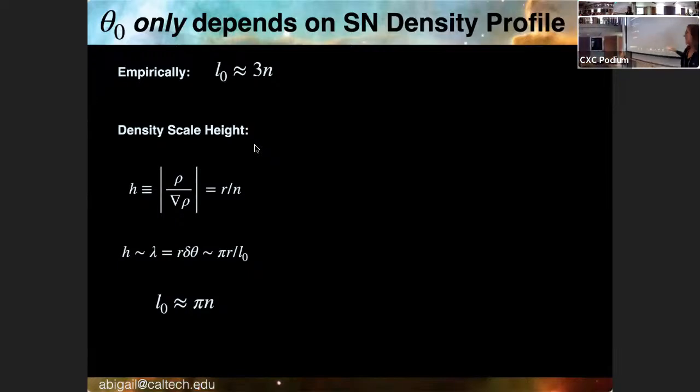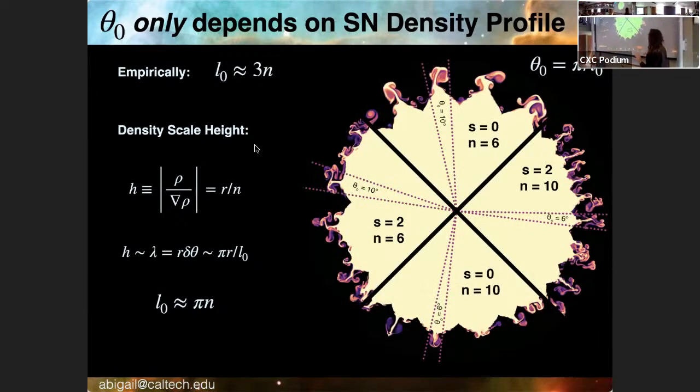Very cool. And this is consistent with Don Warren's results too, if you calculate what the scale height is for an exponential profile expanding over time. So what does this mean? If we go back, these are a couple of our simulations plotted on the same circle so you can see them. This dominant angular mode, L naught or theta naught, traces out the characteristic scale of the turbulent ejecta. It's roughly the width of these Rayleigh-Taylor fingers.